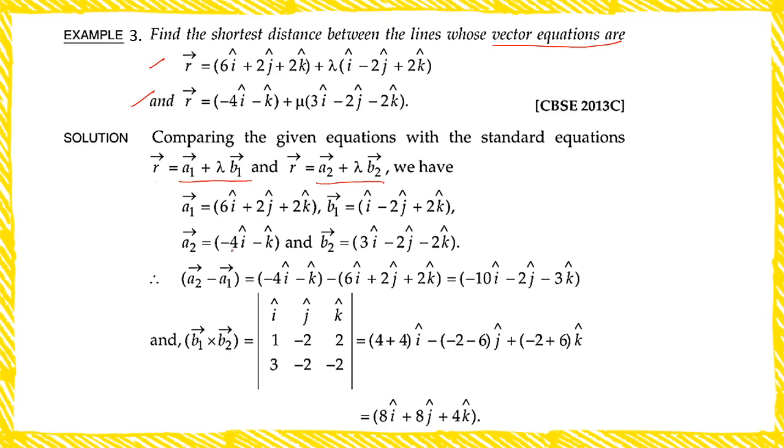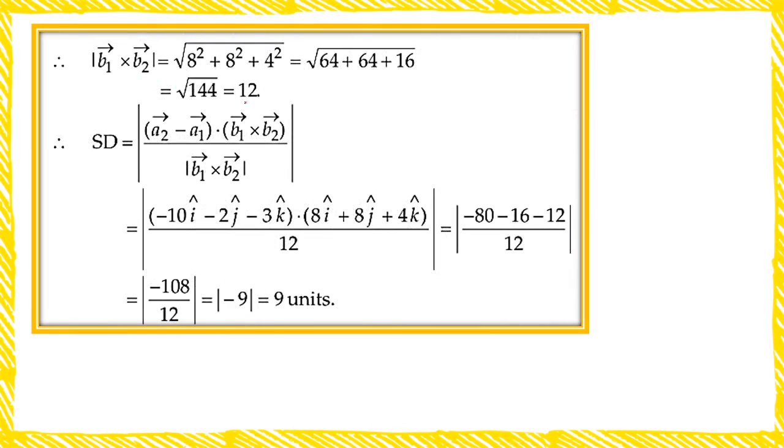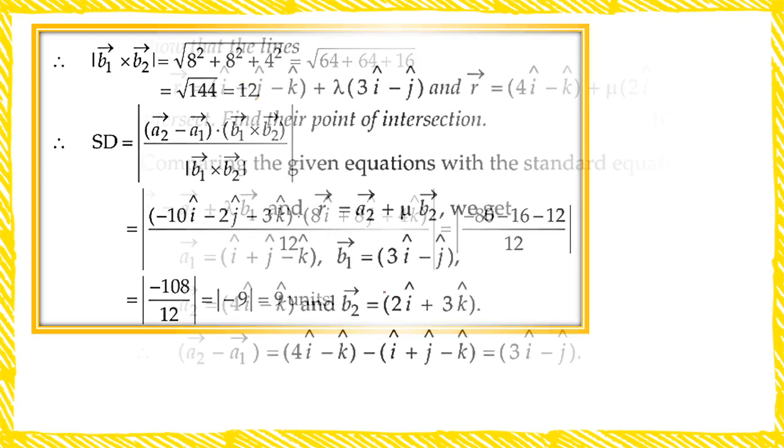So let's do minus 4i. A2 minus A1, we'll calculate: minus 10i minus 2j and minus 3k. After that, we need the cross product of B1 and B2. We will calculate it. Now put the values in this formula. We need the magnitude as well, that is 12. Put all the values in this formula and get the shortest distance. That's how we are going to use the formula.